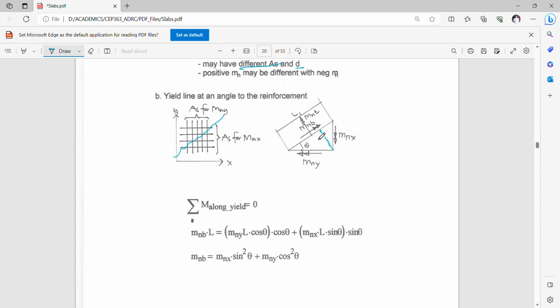If this is theta, this must be L cosine. This length here is L cosine of theta multiplied by cosine of theta, because this is the component of this MNY here. Okay, so this is the component. And of course, we have to add the component of MNX, which, if this is your theta, will be a sine theta. And this is also an L sine of theta. So I now get this equation for your M, and since L will cancel out in the equation.